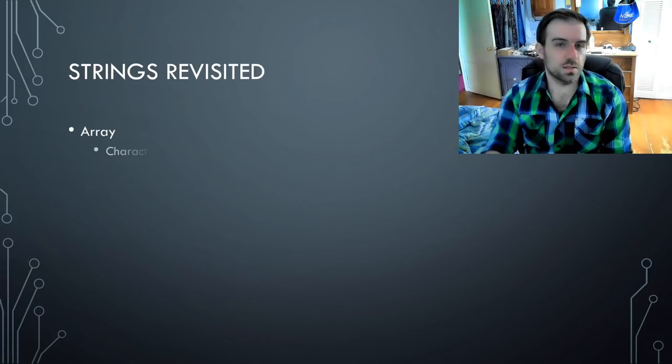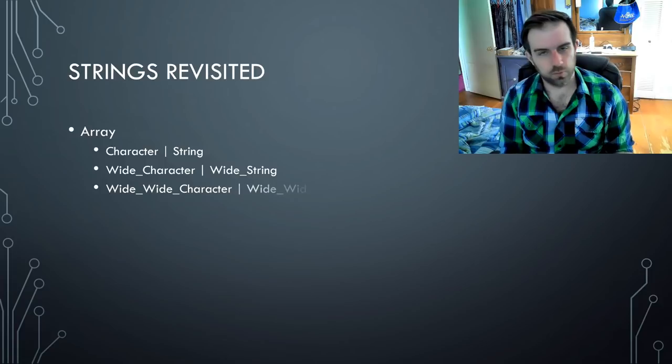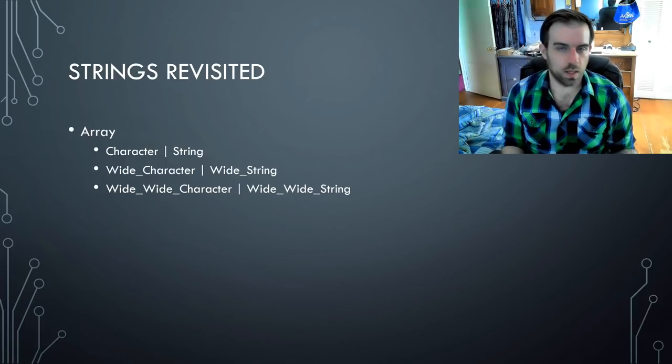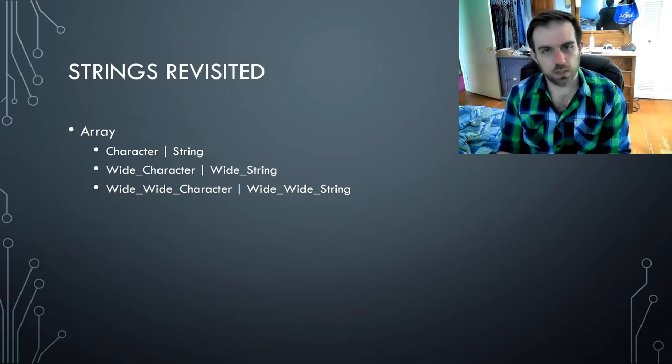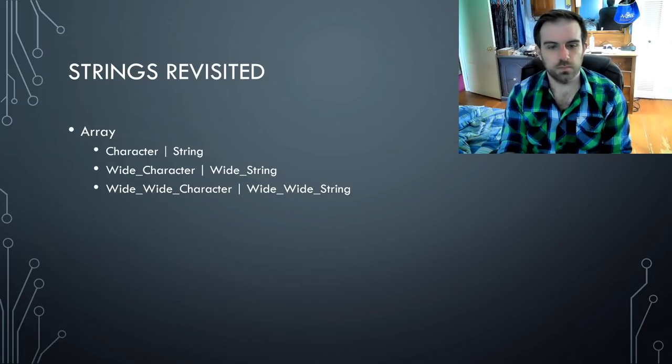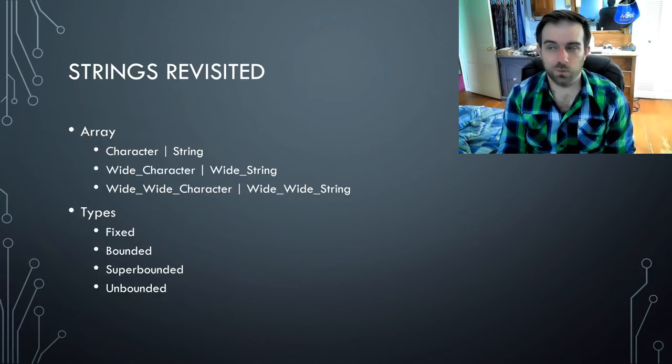So I had said, it's an array, and it corresponds very simply. For characters, the equivalent array is a string. For wide characters, it's wide string, and for wide wide characters, it's wide wide string. But there are different types or variations of this string. You have fixed, bounded, super bounded, and unbounded. And what the heck are these?